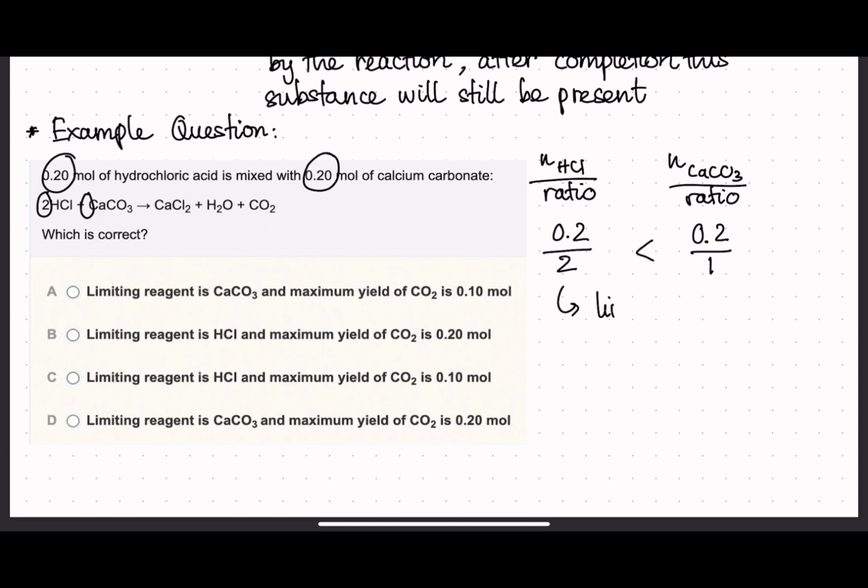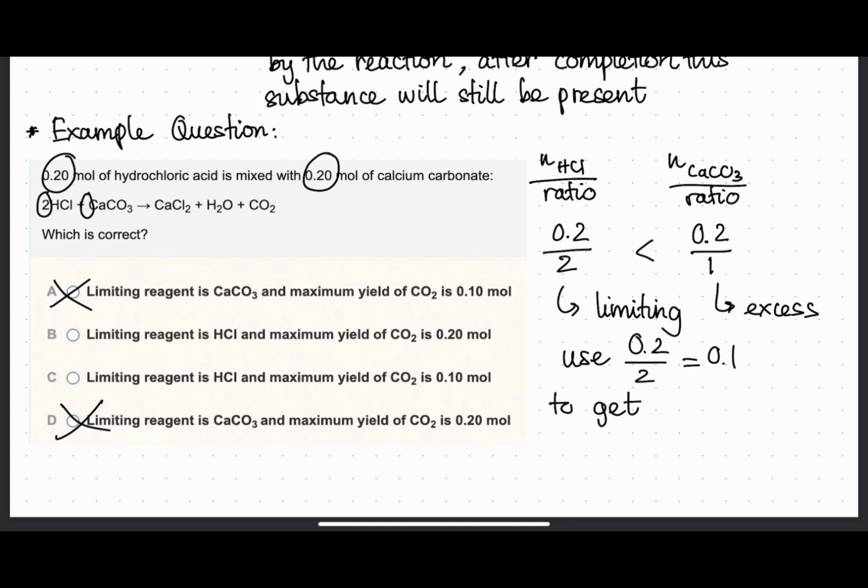So we just need to compare the number of moles of hydrochloric acid divided by its ratio, which is 0.2 divided by 2, which is smaller than 0.2 divided by 1, which means the smaller amount is the limiting and the bigger amount is the excess reactant. And we know that the limiting reactant is hydrochloric acid. We use that to plug into the equation, which means the number of moles of carbon dioxide is 0.1 mole. So C is the correct answer.